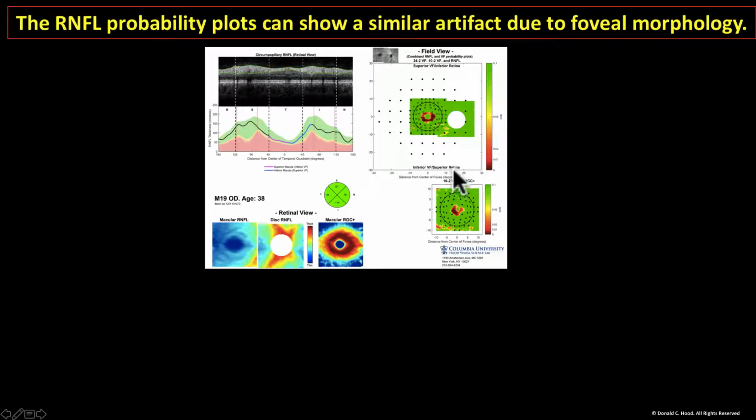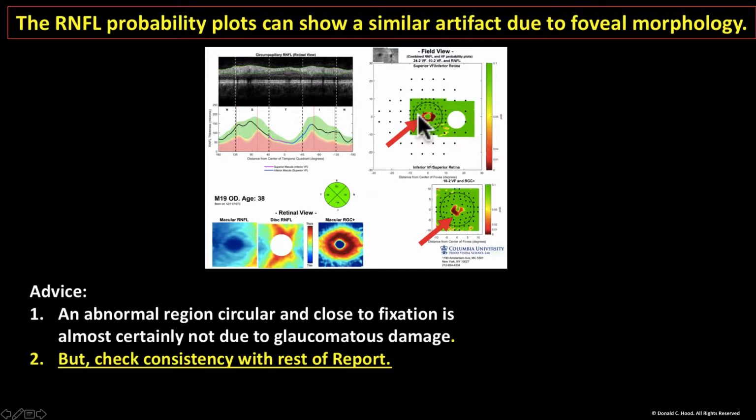So here's an eye with an apparently abnormal region. You can see it in the retinal ganglion cell plot. You can also see it up here in the retinal nerve fiber layer plot, which can also happen quite often. So it's clearly an artifact in this case, but you always want to check the consistency with the rest of the report. So this section here looks absolutely normal.